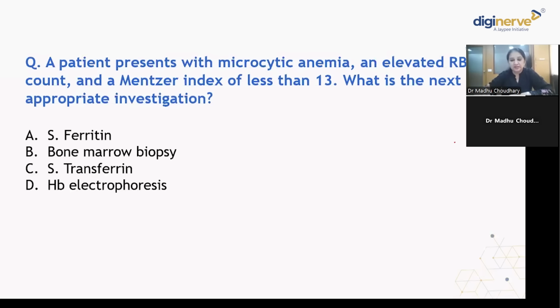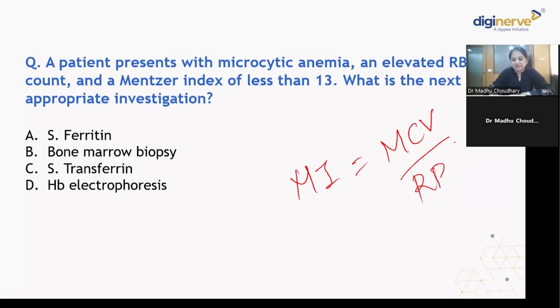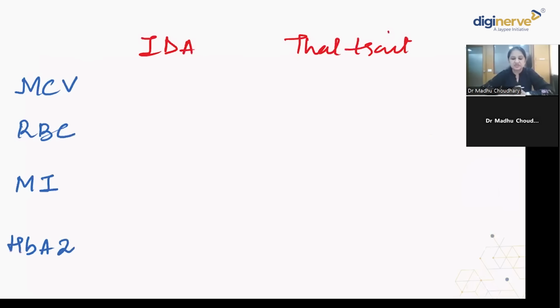Before we move ahead, let me tell you what is Mentzer index. Mentzer index is your MCV upon RBC count. And what are the two conditions in which we check for Mentzer index? That is your iron deficiency anemia and thalassemia trait. In both, MCV will be low, but what will the RBC count be in iron deficiency anemia? It could be normal or slightly decreased.